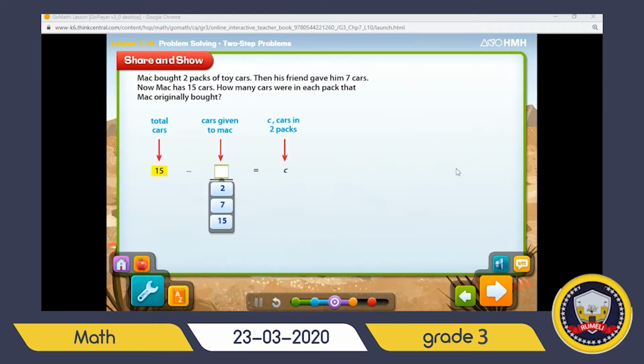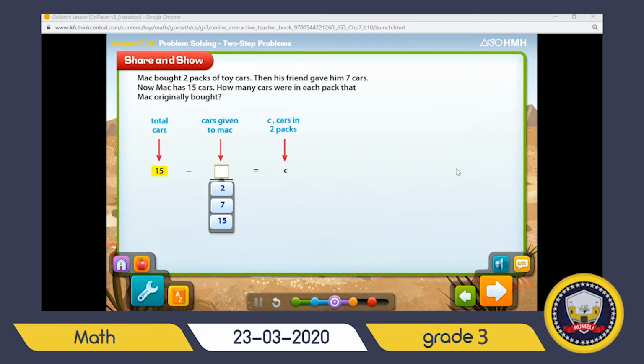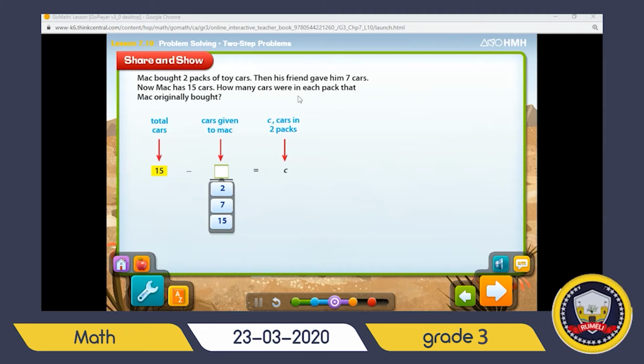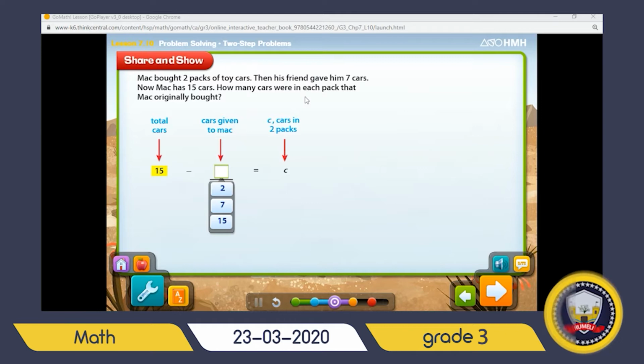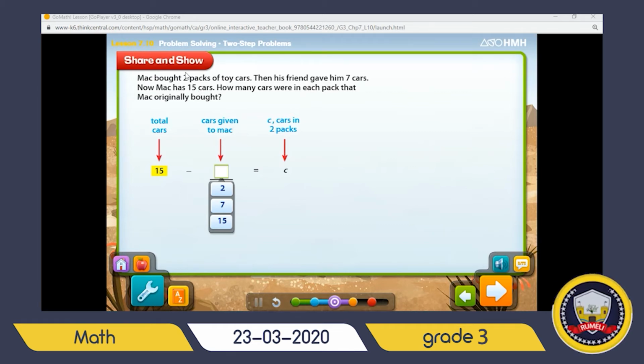Okay, let's read the problem together. Mac bought 2 packs of toy cars, then his friend gave him 7 cars. Now Mac has 15 cars. How many cars were in each pack that Mac originally bought? So let's do it step by step because it is a two-step problem. At the end of all steps, how many cars does he have?